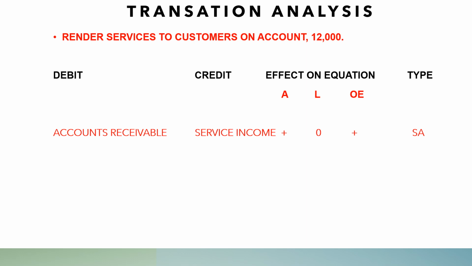The effect on the accounting equation, assets increased, so positive, liabilities zero because there is no liability account title here. Then owner's equity increased because service income will technically increase your capital. So this type of transaction is a source of assets because assets increased.